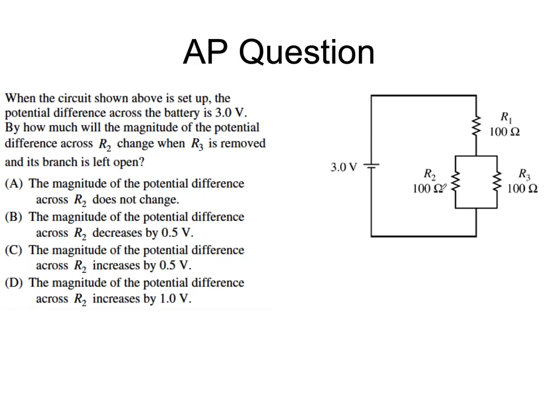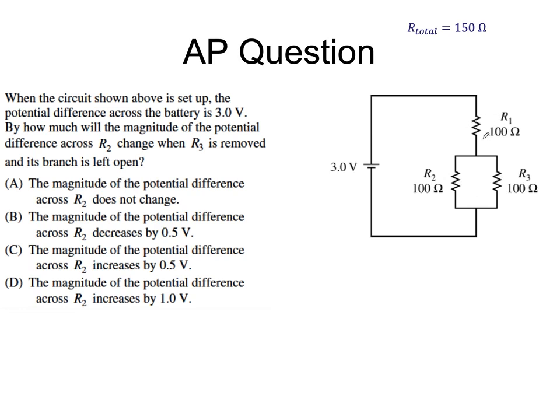Potential difference across the battery is 3 volts. How much will the magnitude of the potential across R2 change when R3 is removed and the branch left open? Well, first of all, let's take a look at the first circuit here, and let me move my pen out of the way. Total resistance: remember these two resistors in parallel would be 1 over 100 plus 1 over 100, or 2 over 100 equals 1 over R. And you can see that these are 50 ohms.